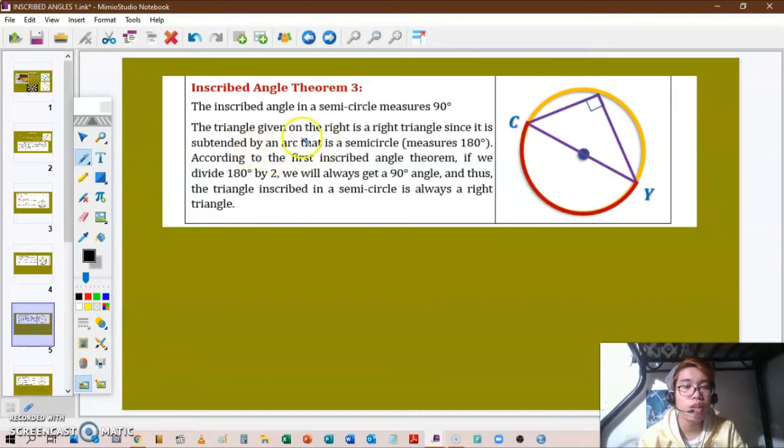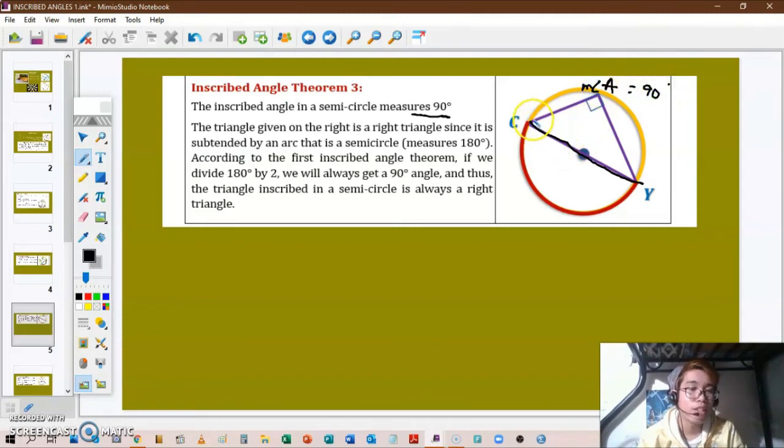The third inscribed angle theorem is one of the most used. The inscribed angle in a semicircle always measures 90 degrees, and it always forms a right triangle. So if we have a semicircle CY, and this is point A, then angle A measures 90 degrees.